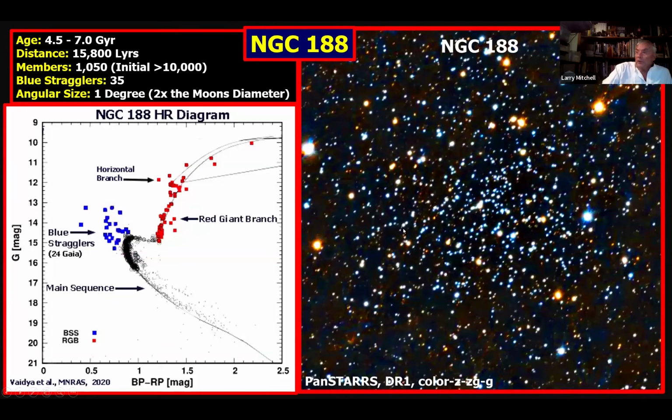NGC 188 is another very old cluster. It's up around the north polar regions. Its age is 4.7 to 7 billion years. It has 35 blue stragglers, although Gaia has only accounted for 24. And it is a very old, spread out cluster. On the night sky it is 2 times the size of the moon's diameter.